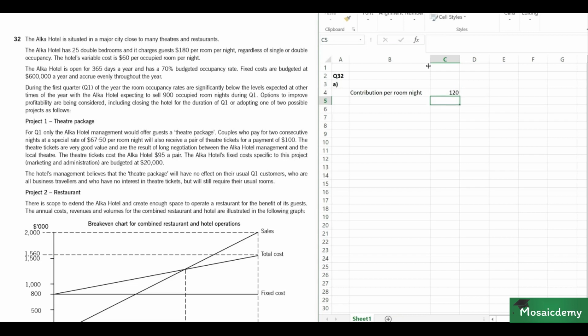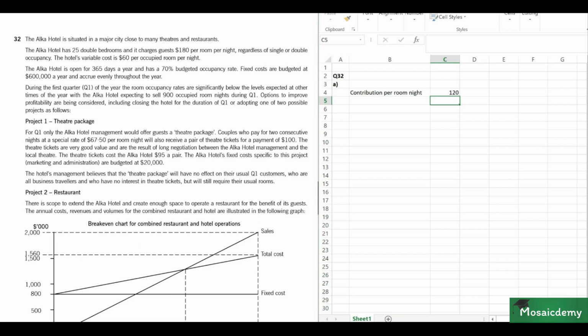Now that we've gone through the requirement, while going through the question, we can pick up the information we want and do the calculation side by side, right? Rather than going through the whole question, then the requirement, then going back through the whole question. Much more efficient. Okay. The Alka hotel is open for 365 days a year and has 70% budgeted occupancy rate. So that's for the budgeted number of rooms that we can have. Okay, but first let's just finish this calculation. We just need the fixed cost, and that's coming up.